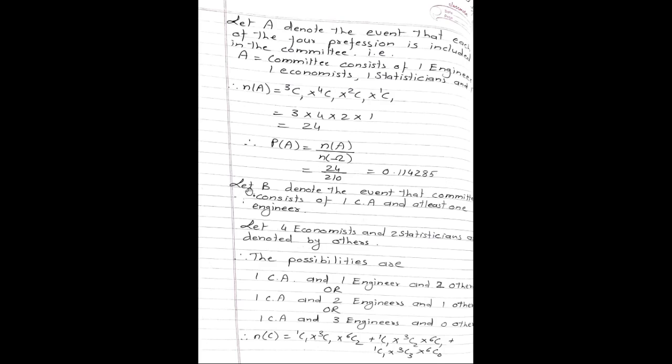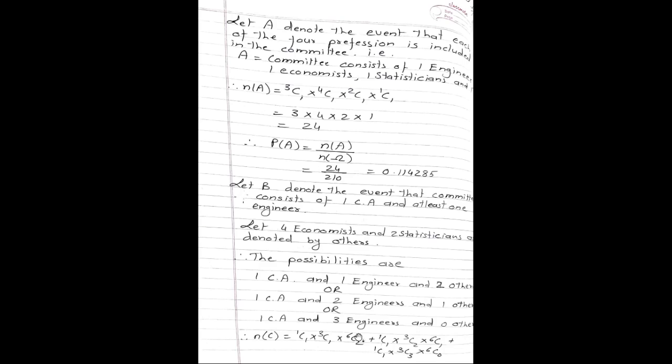Now we will consider the second part. Let B denote the event that the committee consists of 1 CA and at least 1 engineer. Let 4 economists and 2 statisticians be denoted by others. Therefore the possibilities are 1 CA, 1 engineer and 2 others, or 1 CA, 2 engineers and 1 other, or 1 CA, 3 engineers and 0 others.